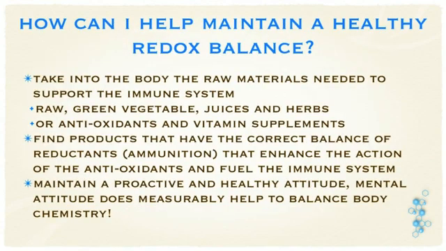We can maintain a healthy redox balance by doing a few simple things. We want to have a diet that supports the immune system by eating raw and green vegetables, juices, and herbs, perhaps some vitamin supplements. Find a product like ASEA that has a correct balance of redox signaling molecules to fuel our immune system, and maintain a positive attitude. Our thoughts really do measurably affect the health of our body. And there's probably no more powerful force in our life than the way we think.